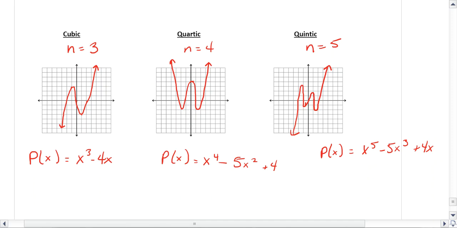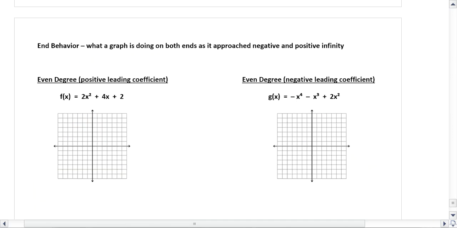And now in class what we're going to do, we're going to look at these, but we're going to put a negative sign in front of the highest exponent, the highest term with the exponent, to discover something about end behavior. But in the video here, we'll just talk about it. The definition of end behavior is just what the graph is doing on both ends, to the left as it approaches negative infinity, and to the right as it approaches positive infinity.